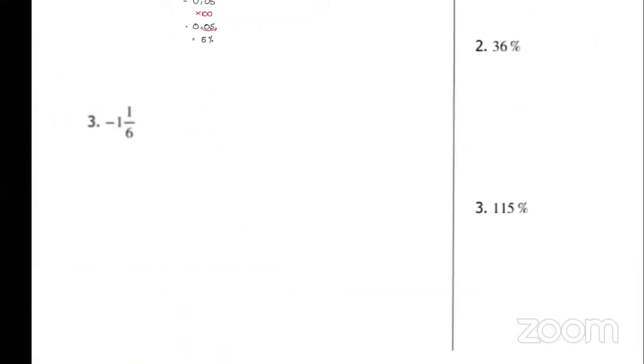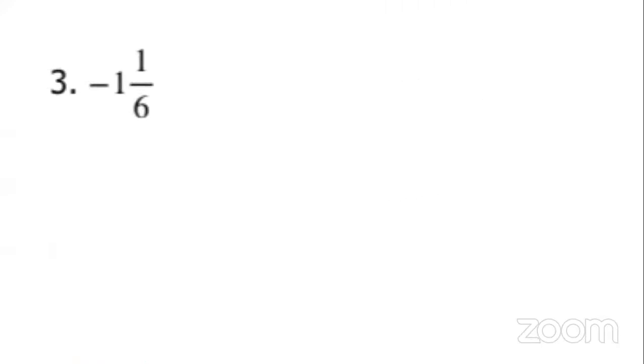We have a negative number. Okay. We need to convert this to a percentage, if I'm not mistaken. So firstly, we're going to convert this mixed number to an improper fraction. 6 times 1, we ignore the negative and just write it before. 6 times 1 plus 1, which is equal to 7 over 6. And negative in front of it.